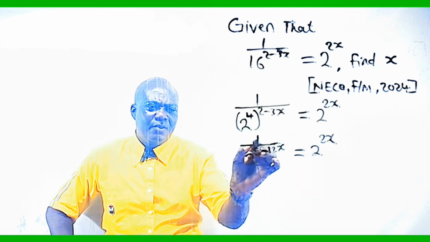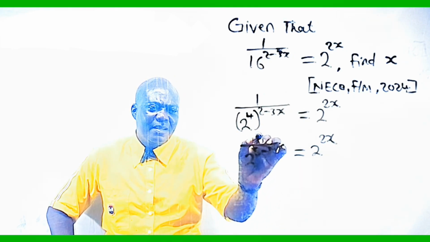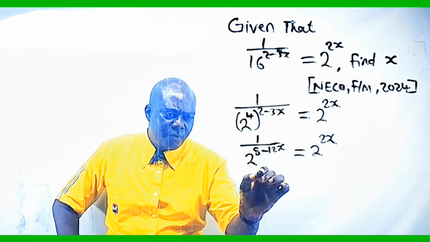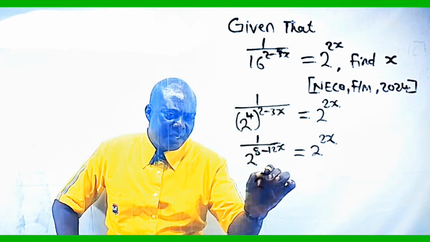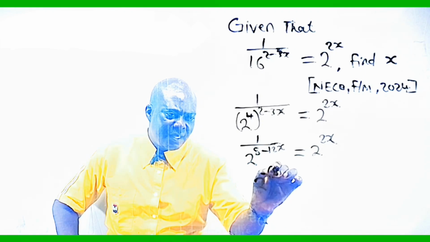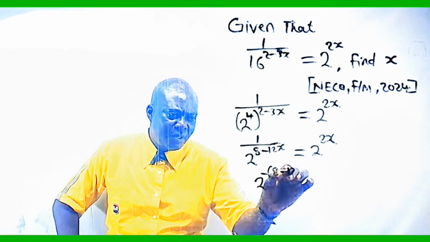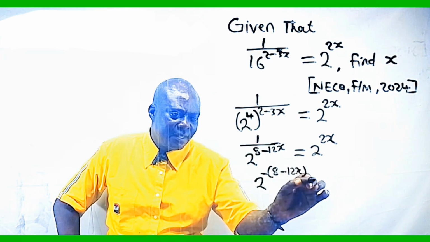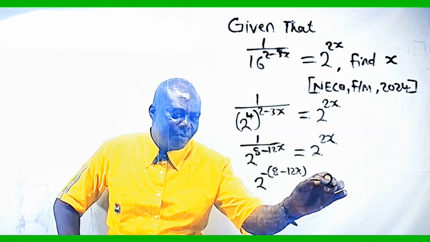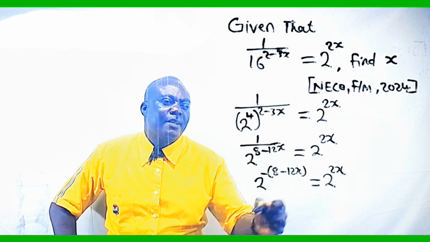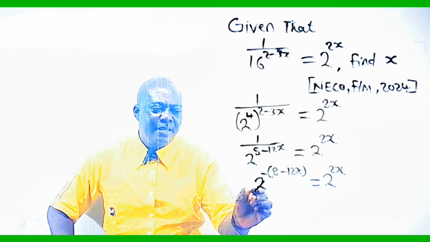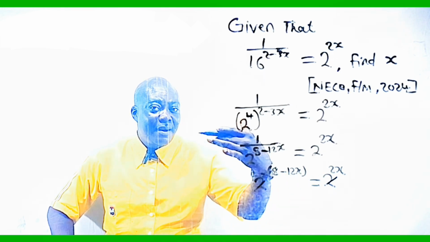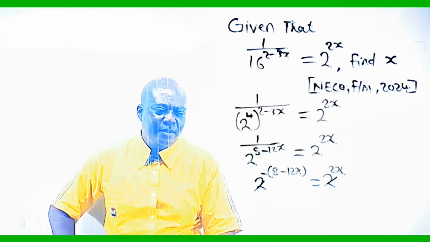So let us try and do away with this 1. How do you do it now? This one, make it look like 2 to the power minus 8 minus 12x, which now equals 2 to the power 2x. So the bases are equal. So we now do away with the bases, and the powers now become the equation.